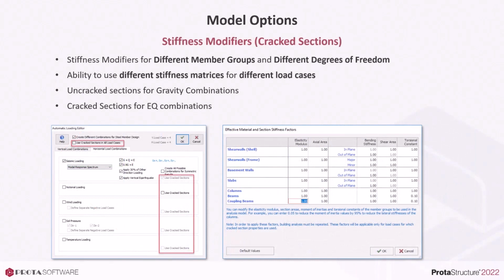Seismic codes may require the use of cracked section properties for different member groups and different degrees of freedom. ProtaStructure provides an extensive table for specifying the section modifiers, with default values complying with the selected seismic code. You can even use these stiffness modifiers only in some of the load cases. That means you can use uncracked sections for a gravity combination and cracked sections for a lateral combination. ProtaStructure will internally use two stiffness matrices for calculating the results.